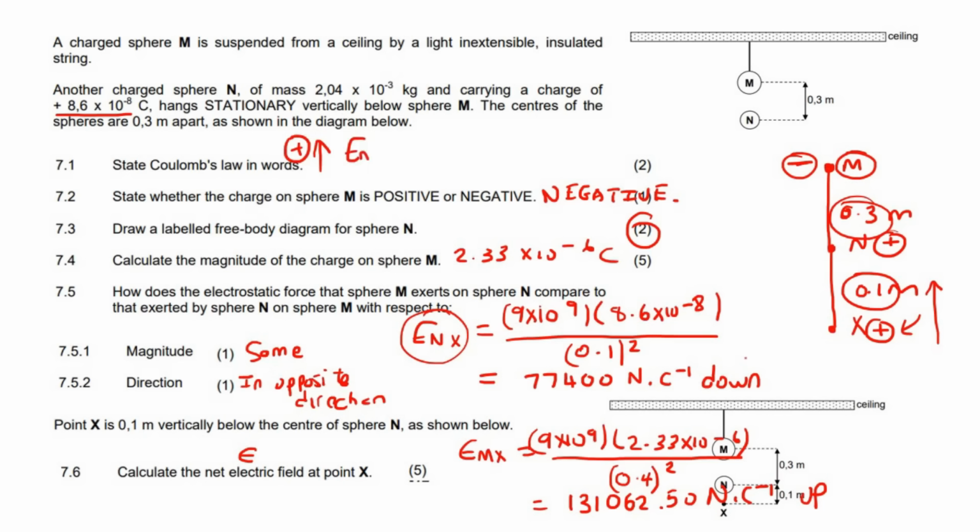So I'm going to say E net, the net electric field, is going to be 131,062.50 because that one's going up, minus this one, 77,400. And that'll give... whoa, that's not a 5.